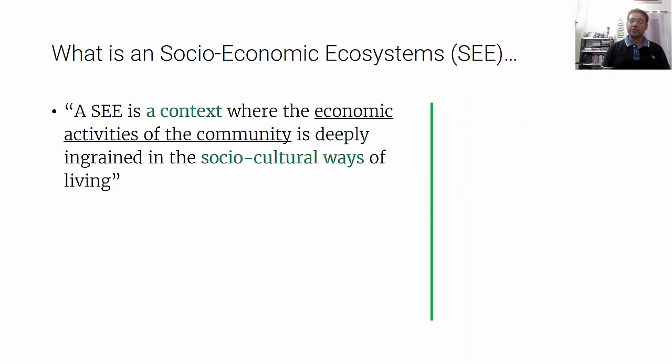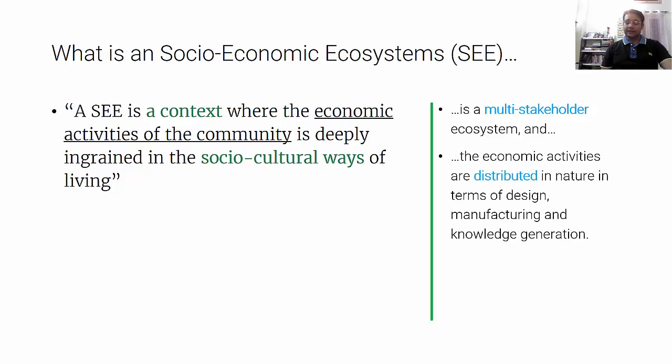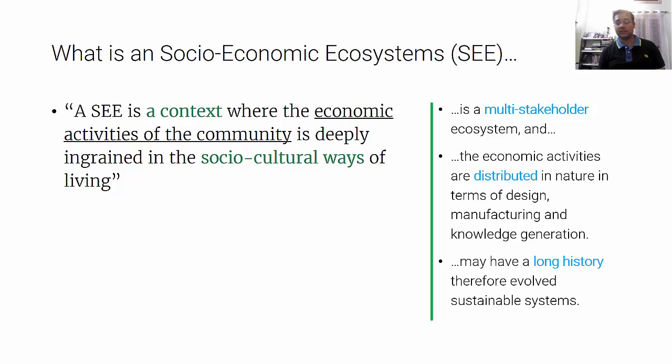The second terminology that we want to define is the socio-economic ecosystem. We've defined it as a context where the economic activity of the community, of the stakeholders, is deeply ingrained in the socio-cultural ways of living. This is a multi-stakeholder ecosystem, and the economic activities are distributed in nature. They are distributed in terms of design, manufacturing, and knowledge generation. Such an ecosystem may have a very long history, due to which it has developed some sustainable practices. There are two examples that we want to give you.